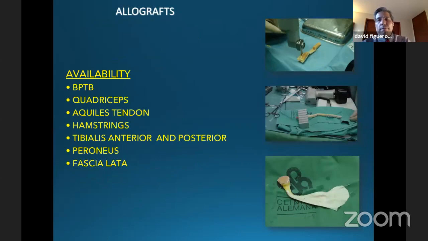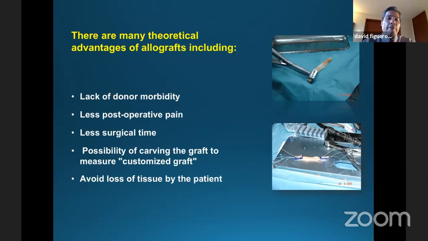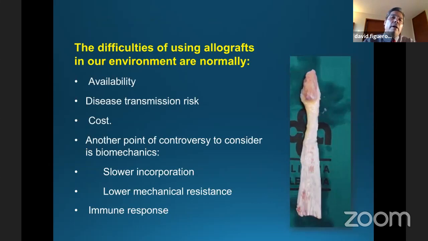And regarding allograft, it is a nice resource of a graft and has many theoretical advantages over autograft, including lack of donor morbidity, less post-op pain, less surgical time, the possibility of carving the graft to measure, so customizing the graft, and avoiding loss of tissue by the patient. There are many different allografts available: BTB, quad, Achilles tendon, hamstring. The most used in ACL reconstruction are tibialis anterior and posterior and Achilles tendon. But what are the limitations of this graft?